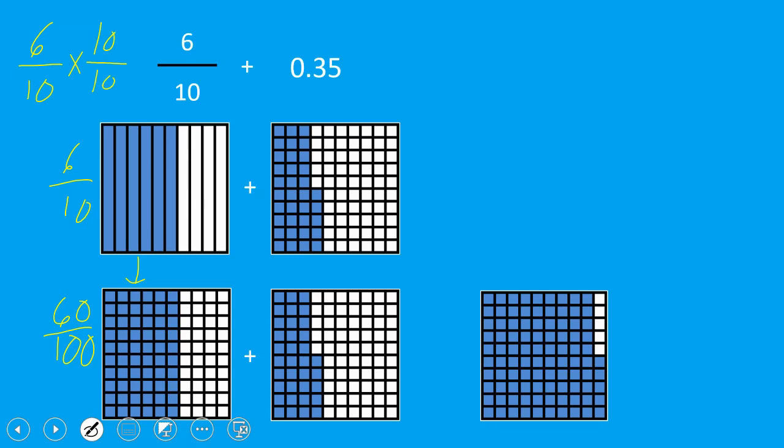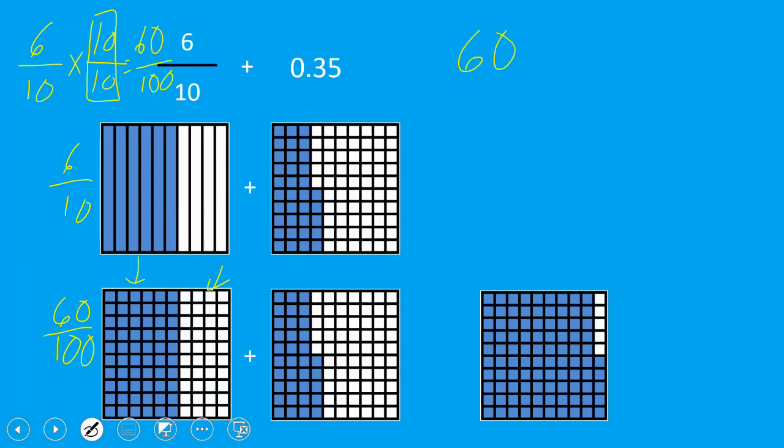If you really want to get fancy, look at what this says. 10 tenths is 1 whole. So you're timesing it by itself and getting itself again, but just looking at it differently. So you're going to get that 60 hundredths, which is this one right here. Same thing. And now you're going to add that 60 hundredths to 35 hundredths.